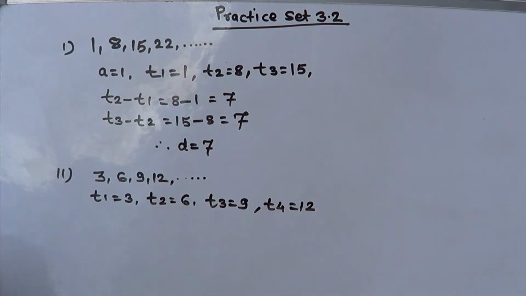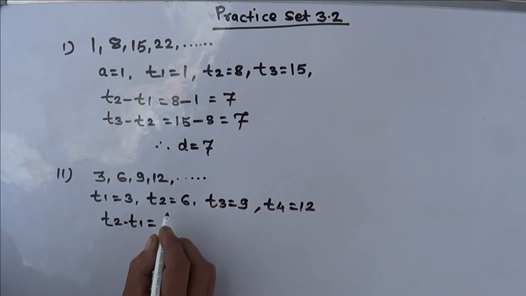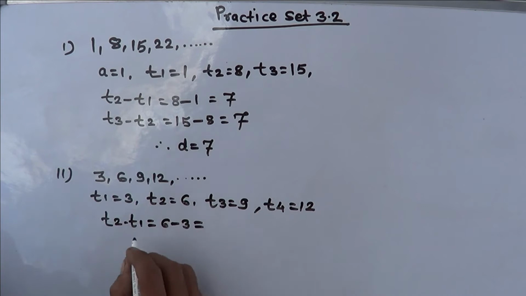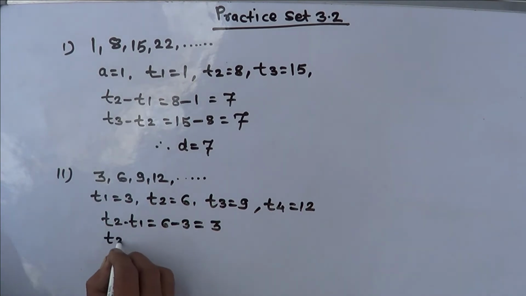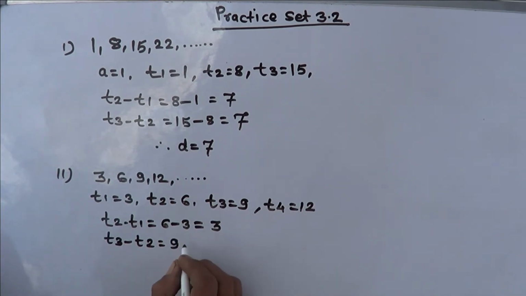Then we are asked that find the value of T2 minus T1. So we will find T2 minus T1. What is T2? T2 is 6 minus T1 is 3 and our answer will be equal to 3. Again we have asked value of T3 minus T2. T3 minus T2 and T3 minus T2 we will get T3 that is 9 minus T2 is 6. Again 9 minus 6 which is equal to 3.